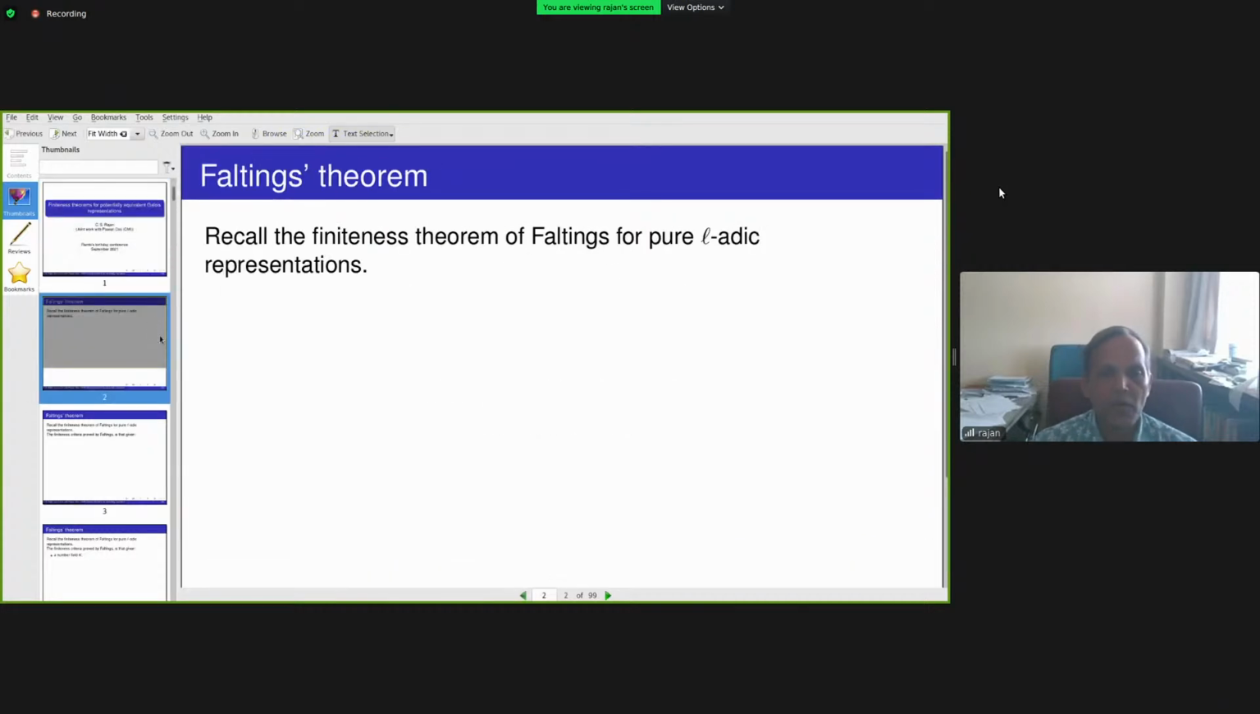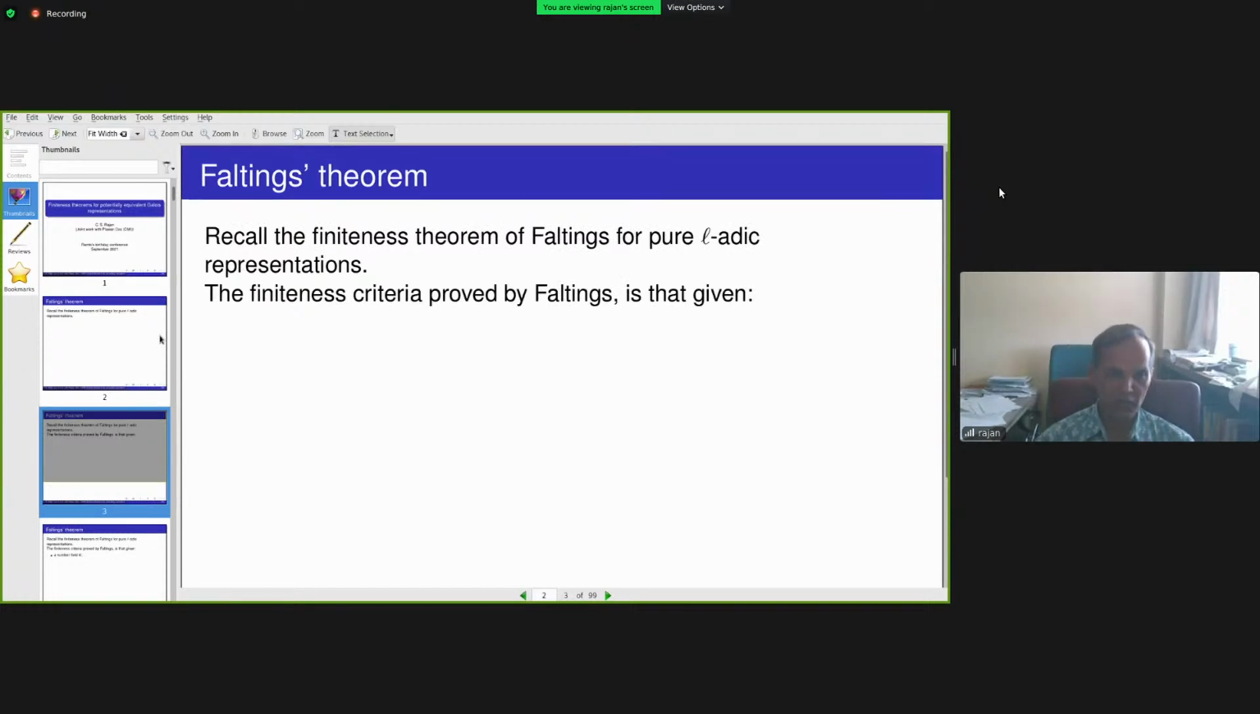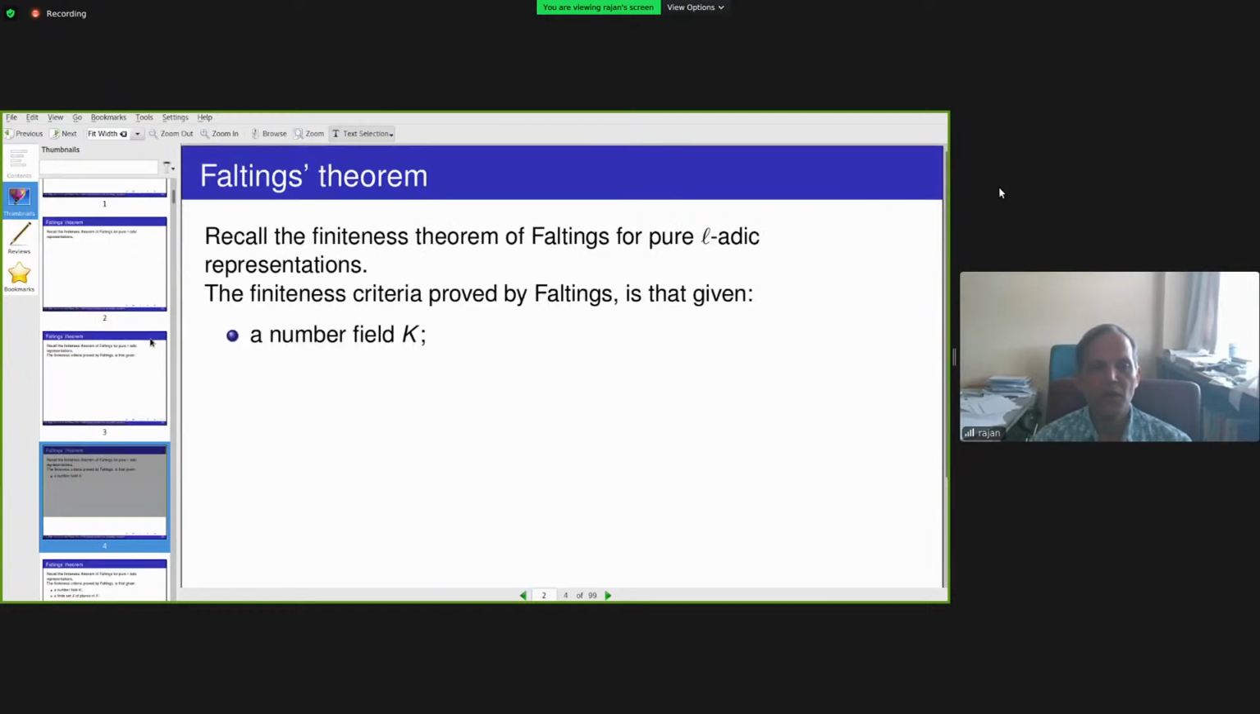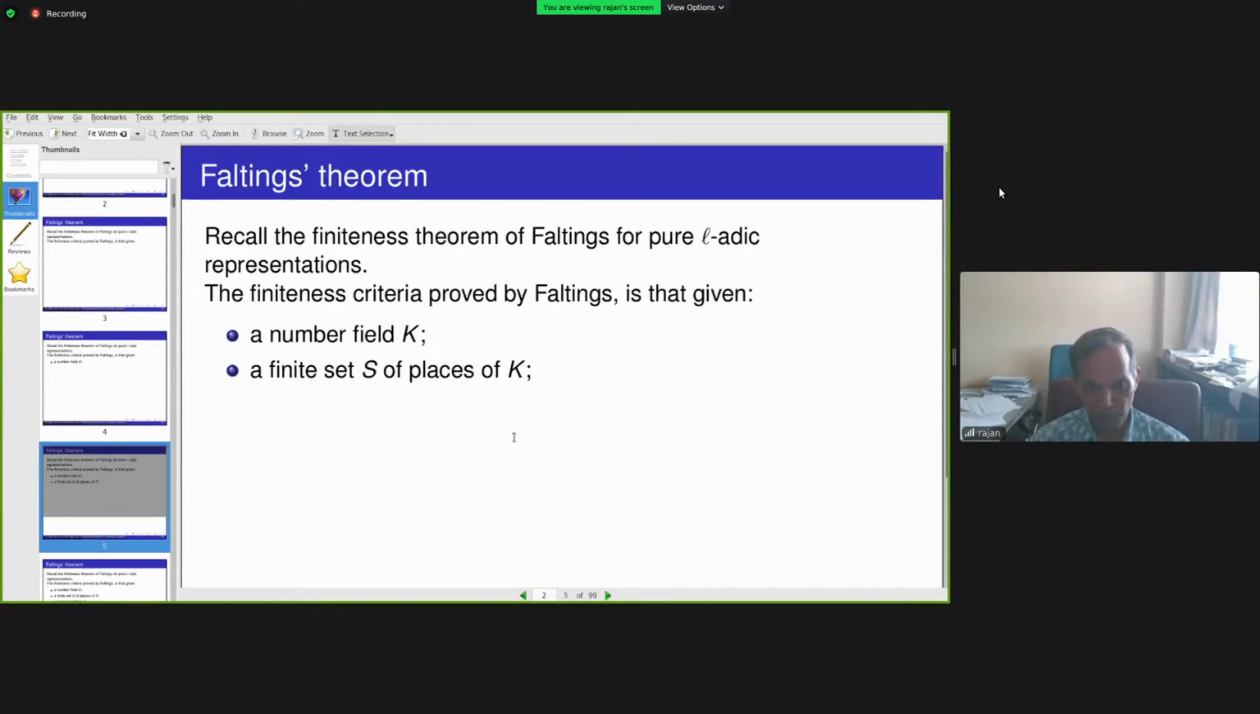Okay. So we recall first the finiteness theorem of Faltings for pure Elliptic representations. So I'll just recall that. What the finiteness criterion proved by Faltings says is that you are given a number field K and a finite set of places S of K. Usually, of course, one assumes that S contains the set of Archimedean places. And you are given a natural number D.